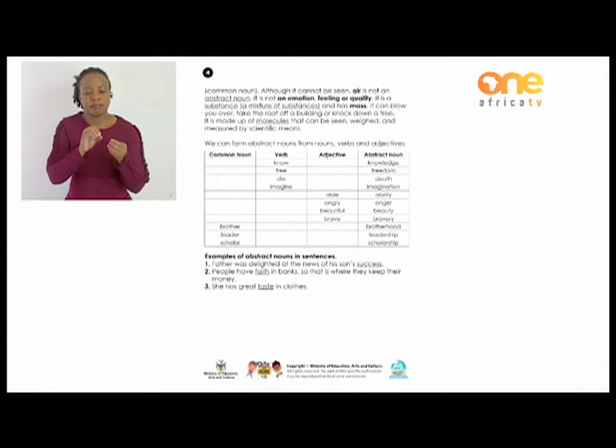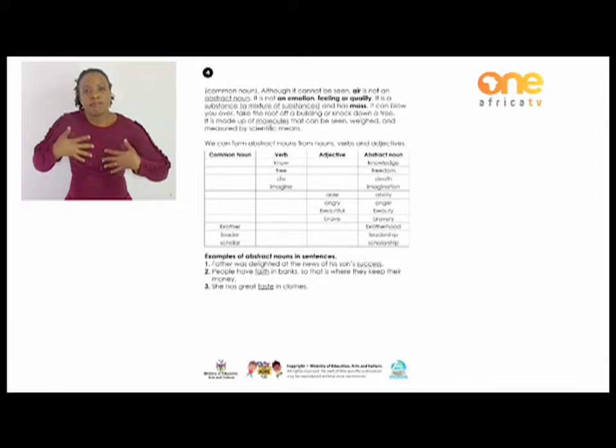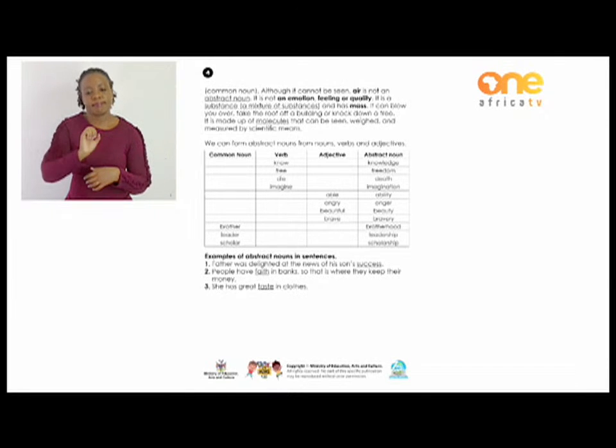Number one, father was delighted at the news of his son's success. Son, success. Success becomes our abstract noun from the word succeed. So father was delighted at the news of his son's success. Success is our abstract noun.